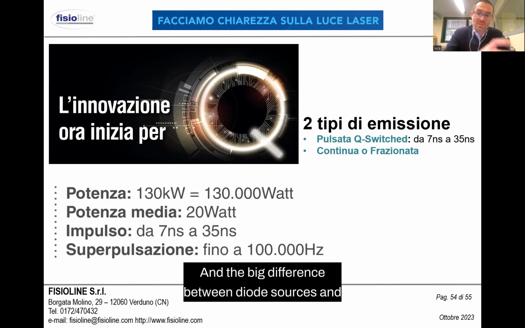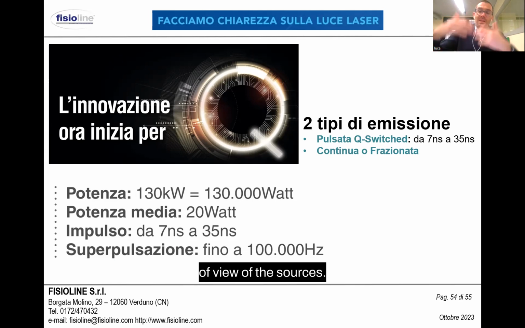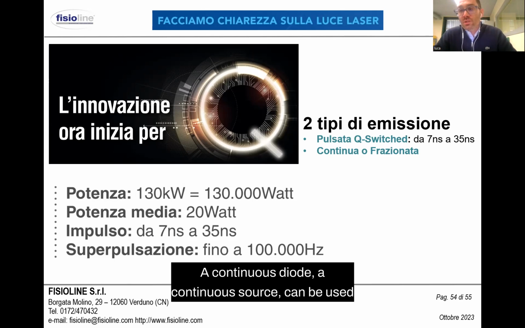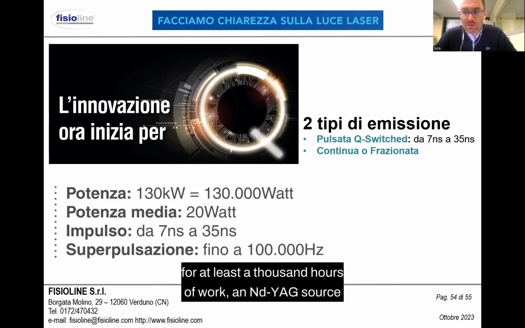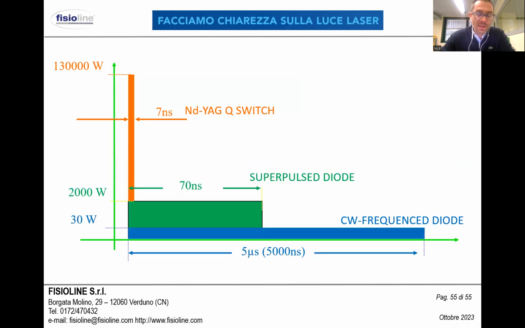And the big difference between diode sources and Nd:YAG sources is also the durability of the sources. A continuous diode source can be used for at least 1,000 hours of work. An Nd:YAG source in our case can work up to 8,000 or more hours of work, and that's really a lot. Already 1,000 is a lot, 8,000 is even more.